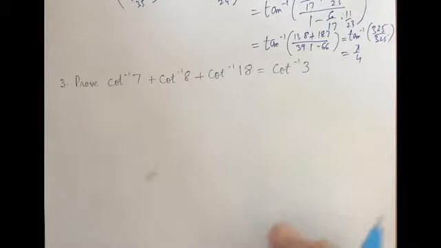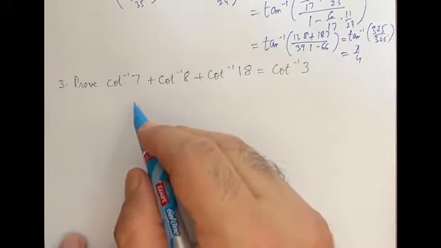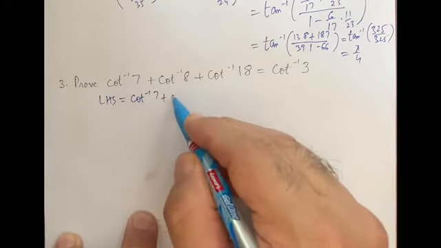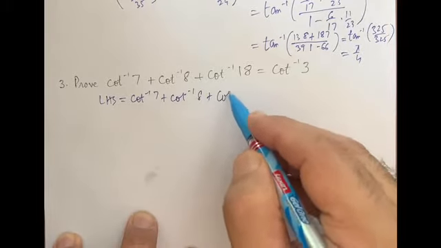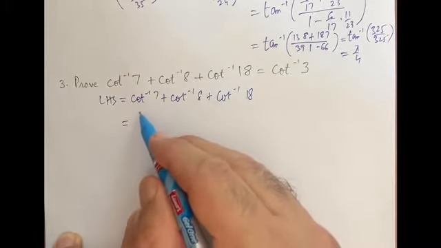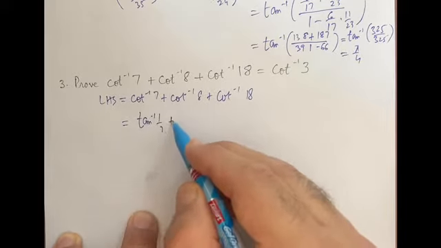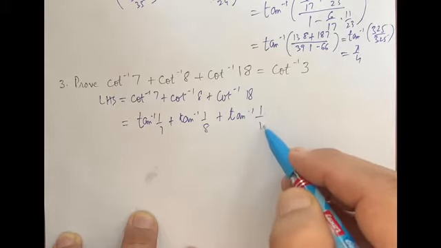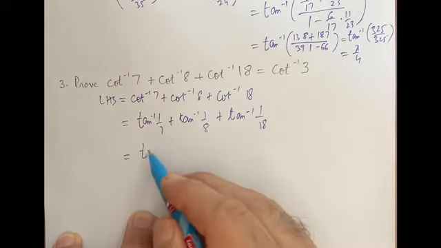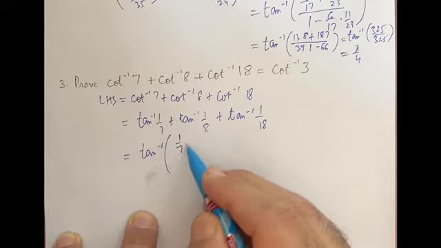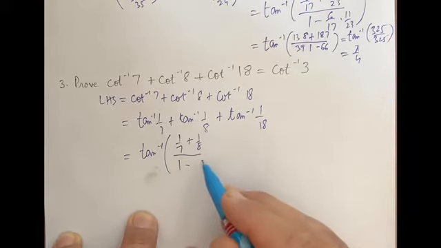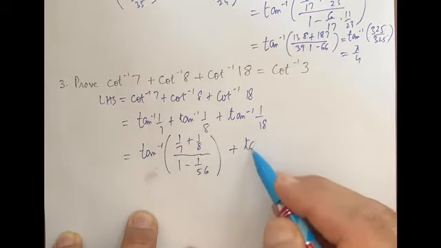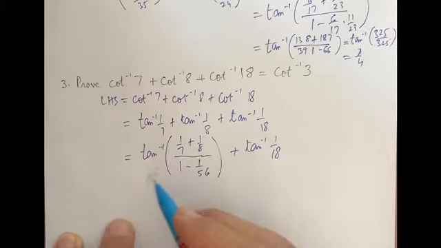Third question, we have cot inverses, 3 cot inverses. So we change to tan inverse. Starting from left hand side, this is cot inverse of 7 plus cot inverse of 8 plus cot inverse of 18. This is tan inverse of 1 by 7 plus tan inverse of 1 by 8 plus tan inverse of 1 by 18. This is tan inverse of 1 by 7 plus 1 by 8, upon 1 minus 1 by 7 into 1 by 8, 56, plus tan inverse of 1 by 18 as it is.